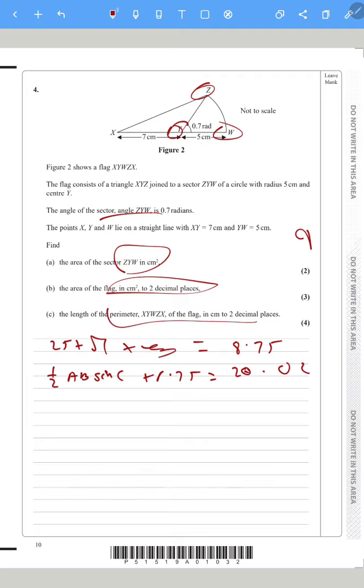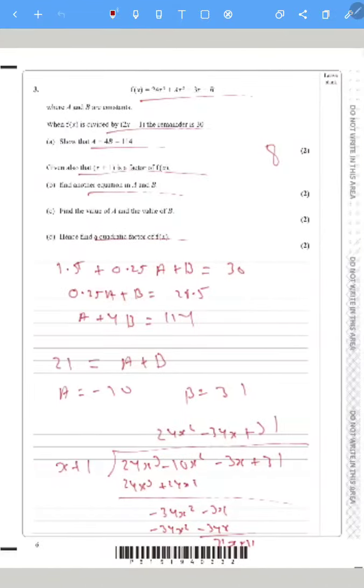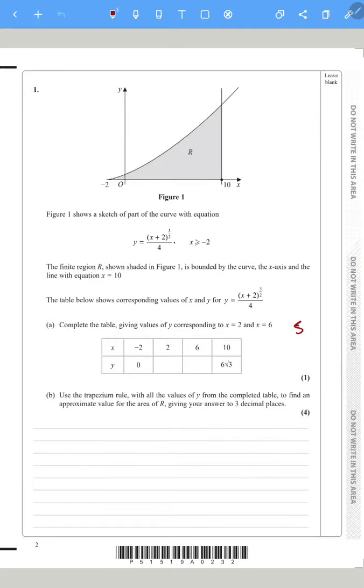So 20.02, calm. And perimeter of that, so that is 7 plus 5 plus the circumference plus the cos rule equals, so that is 0.7 times 180 over pi, 180 minus that answer, so then it is root 7 squared plus 5 squared minus 2 times 7 times 5 times cos answer plus 7 plus 5 plus 10 times pi times 0.7 times 180 over pi over 360 equals 26.79. Okay, cool. Next, done that one, this one, cool.